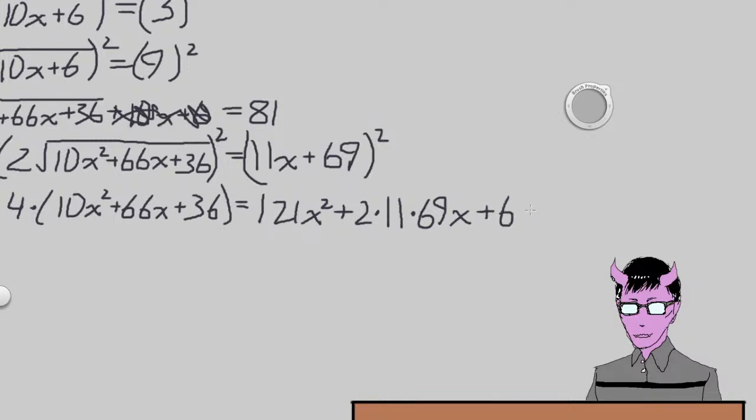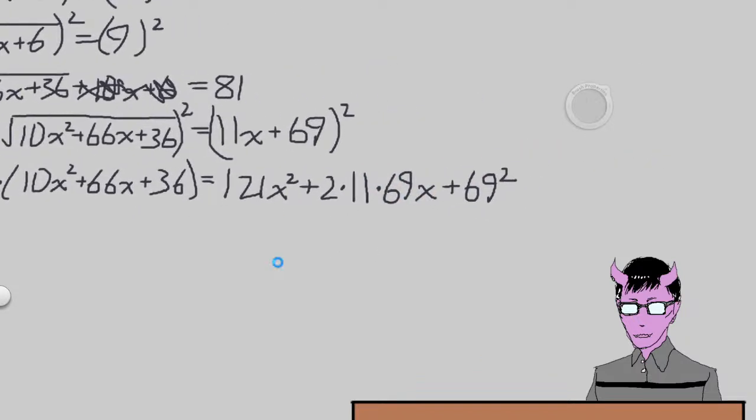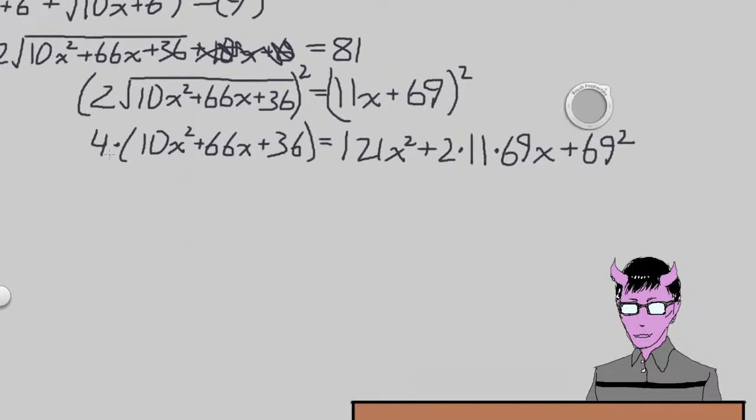I should have done it the other way, after all. But that's okay. Is there anything we can do? Can we simplify? No, this is not divisible by 4, so we can't cancel 4 from both sides. Okay, let's just distribute this to each term. So we're going to get 40x squared, and then we're going to get... pretty bad, right? 66 times 4. 264, right?